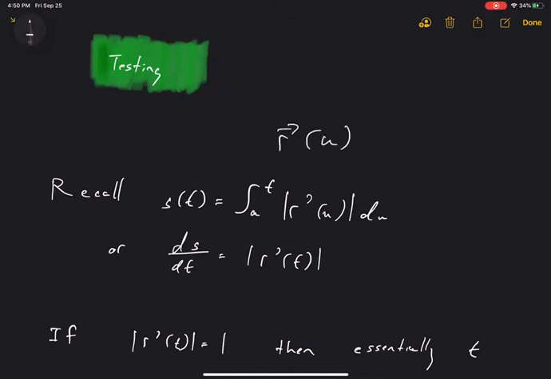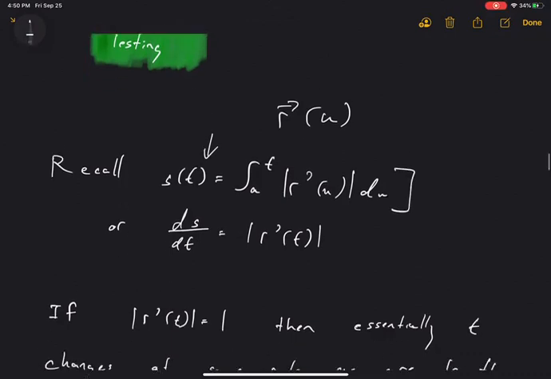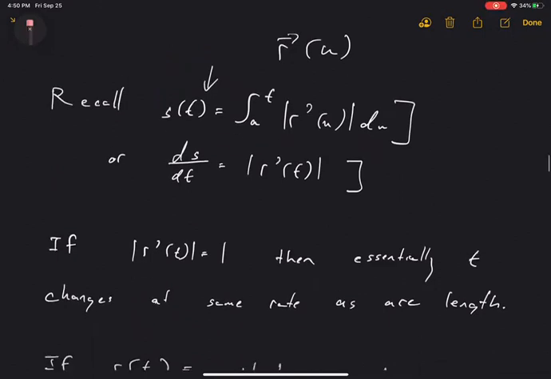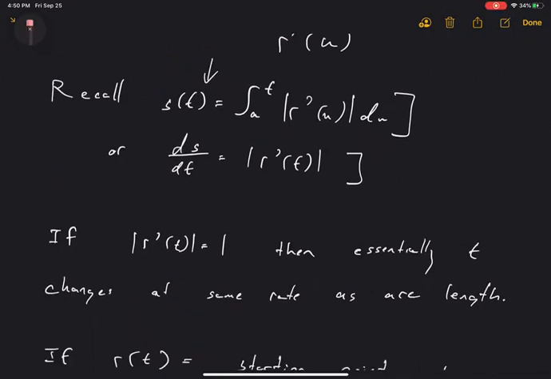Okay, maybe a better way to say this is, let's say I'm given this function r of u, right? I know no matter what the parameterization is that this arc length function is going to be given by this integral. Okay, and differentiating both sides of this, we get this here. Now, what if, when I differentiate both sides, the magnitude of r prime of t is equal to 1?